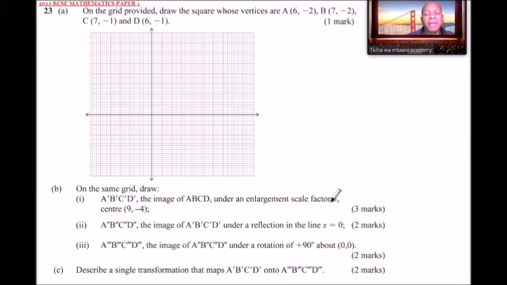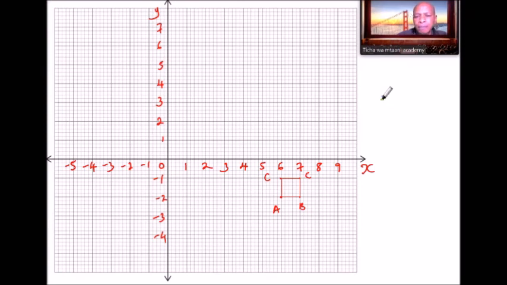We enlarge our diagram, scale factor 3 and center of enlargement (9, -4). So let's do that. We have seen that the center of enlargement is (9, -4), and scale factor is equal to 3. So what you do, first of all, this is where we identify the center of our enlargement. You draw a line from the center of enlargement, passing through each and every point.